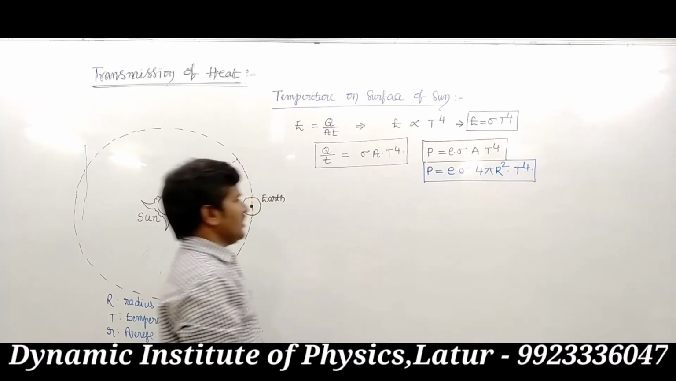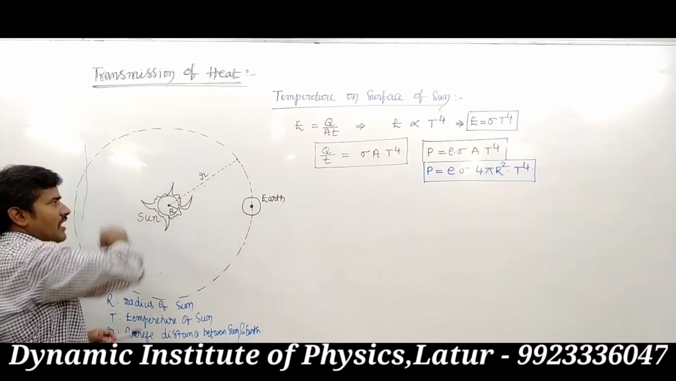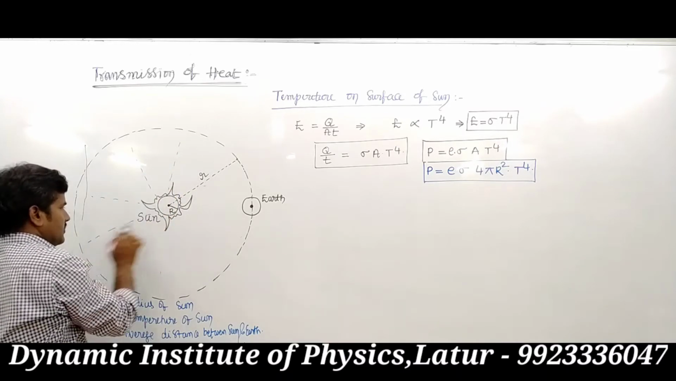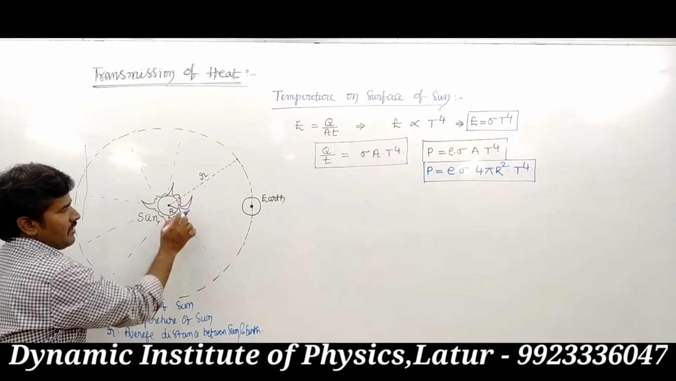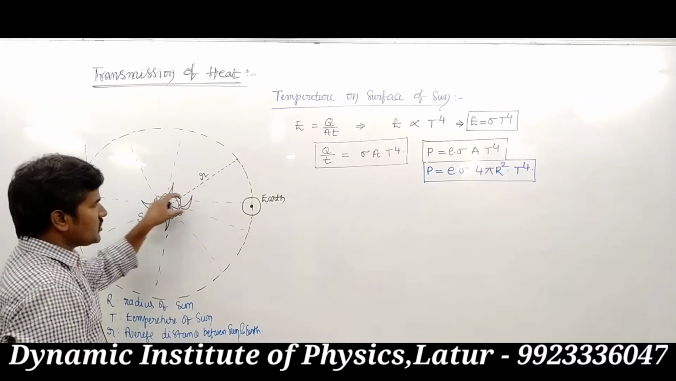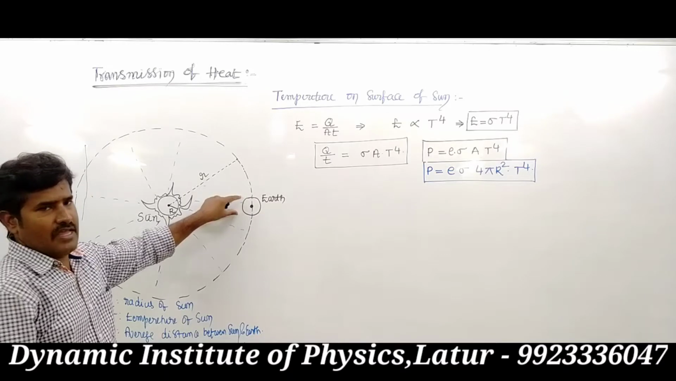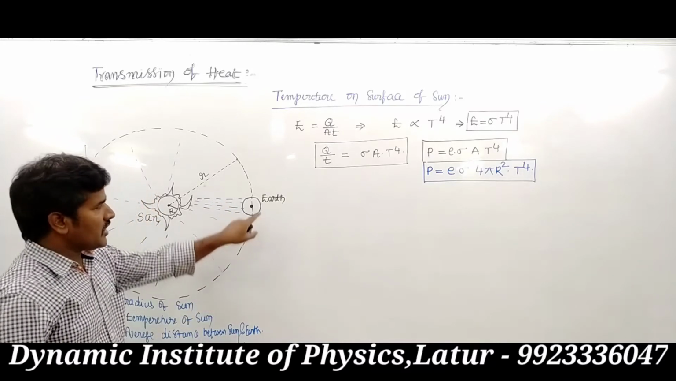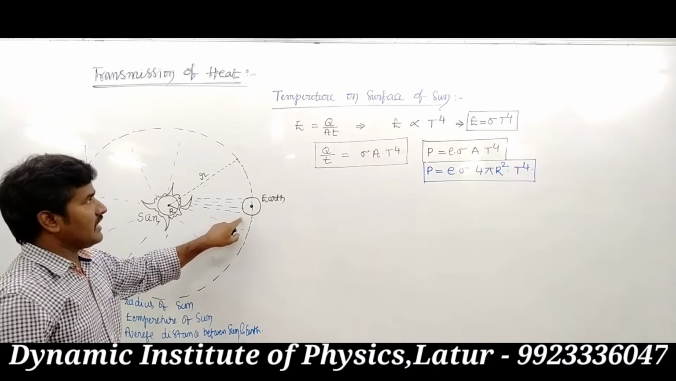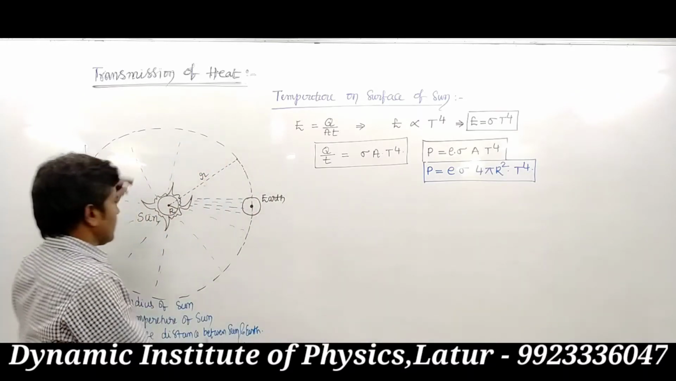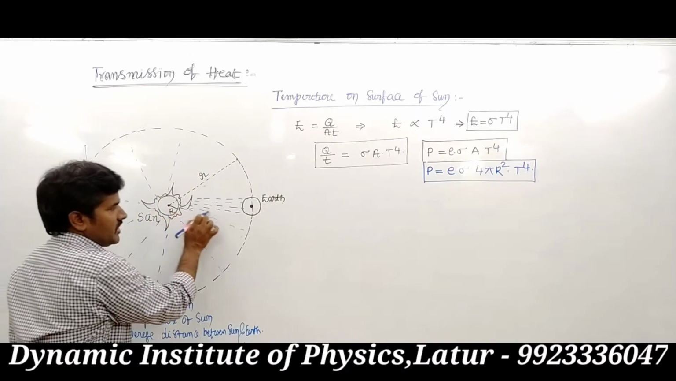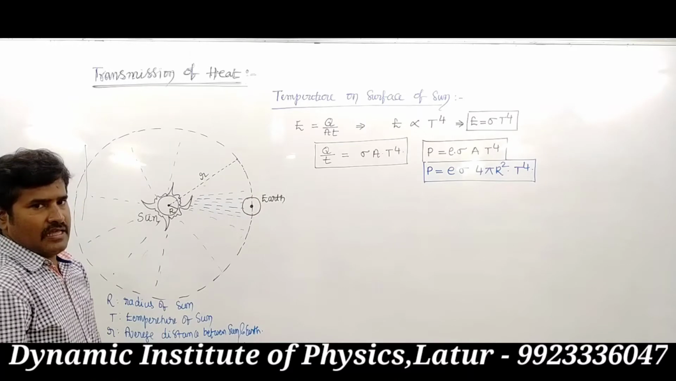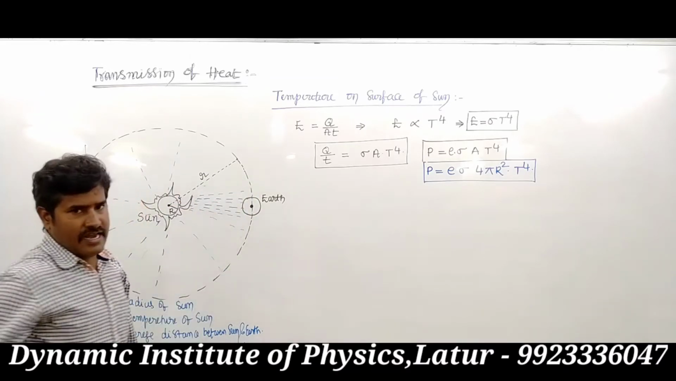The radiation emitted by the sun is spread in all directions. This radiation is incident on the surface of the earth, and the radiation absorbed by the surface of the earth is considered next. So the sun emits radiation, it is transferred in all directions, and some of it is incident on the surface of the earth.